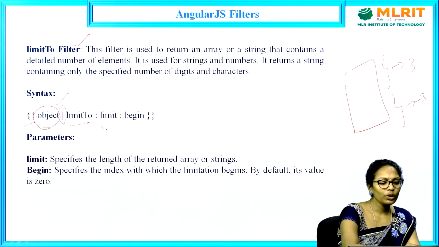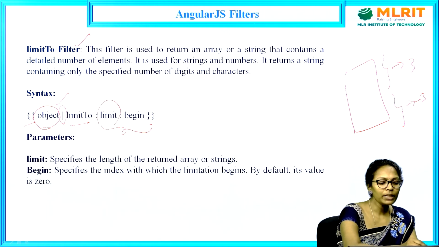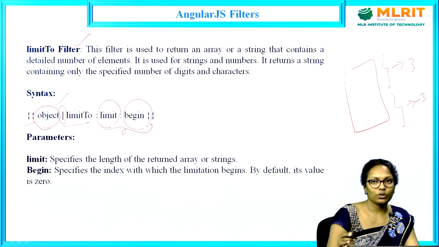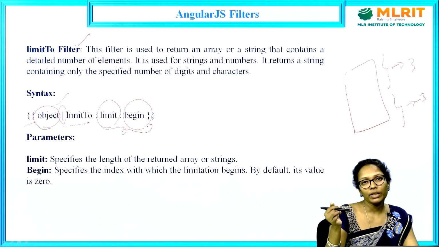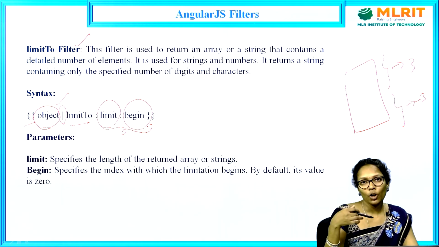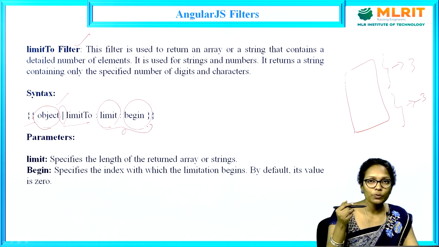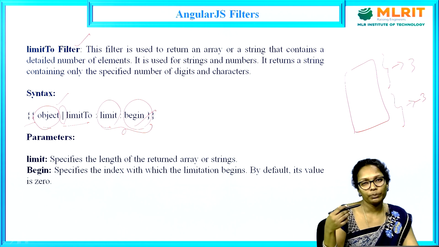After the colon, you need to give the parameters. What is the limit and what is the beginning index also. From where you're starting, if you don't give any beginning, obviously it will take from the start. But the limit you should give, whether you want the top 3, top 4, top 5, you need to give the limit. If you don't specify any beginning index, obviously it will be taken from the top, that means 0.